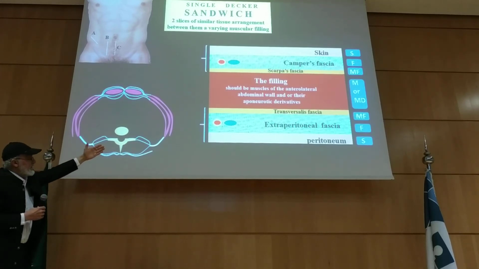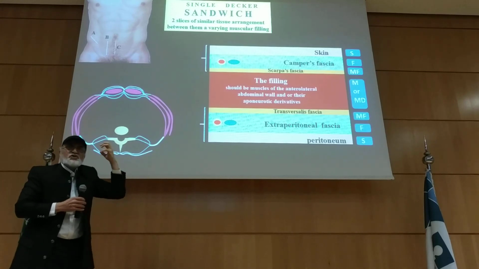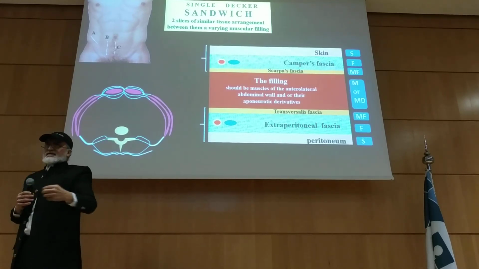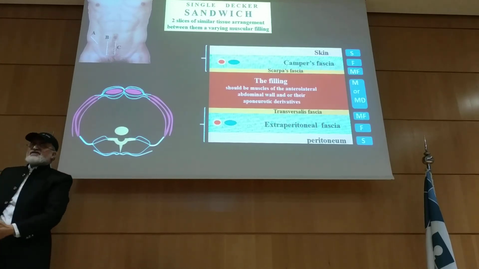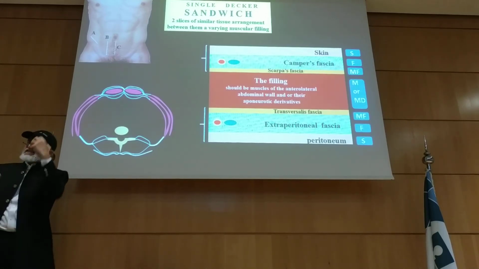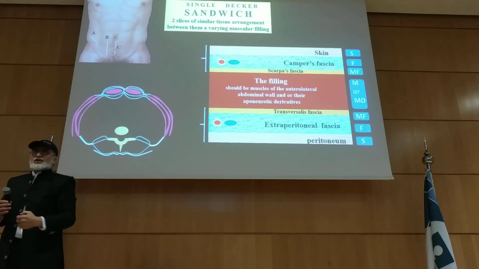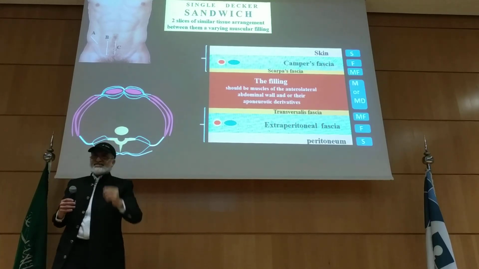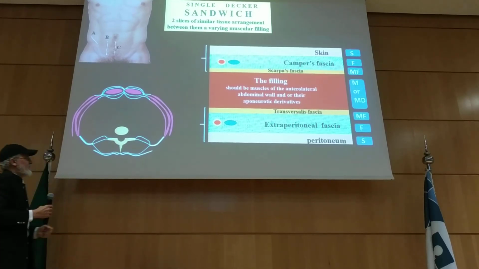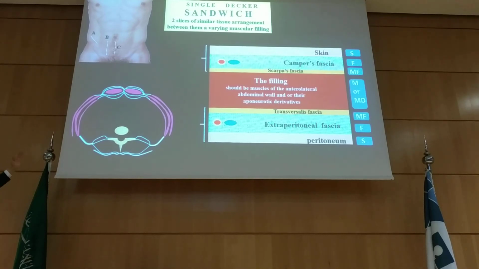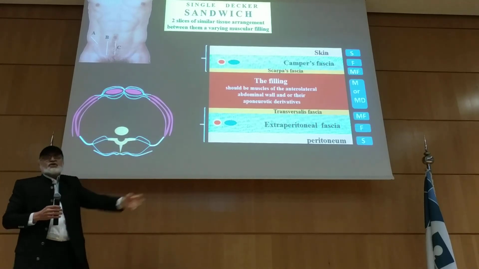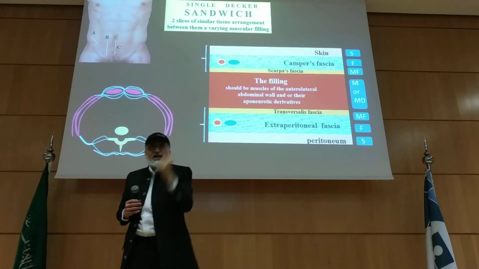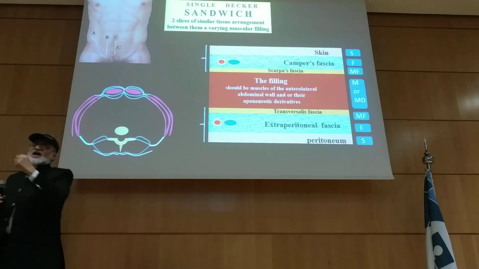The filling in the middle should be muscular. Anything muscular, depending on where my incision is being made. It's muscular or a derivative of muscular tissue. What's a derivative of muscular tissue I have? Aponeurosis. So depending where I am, the filling will be different. So the sandwich is one, but the filling will differentiate, will vary. This is how to answer the question.